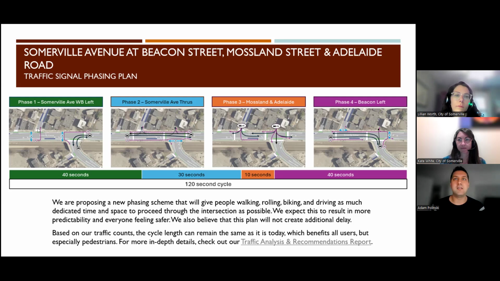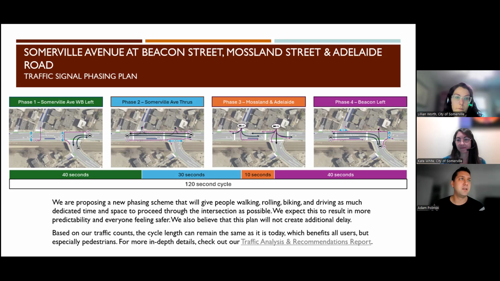During the first phase, the left turn from Somerville Ave onto Beacon Street and the right turn from Beacon onto Somerville Ave eastbound will both be green for drivers, as seen here. Cyclists will also be able to turn from Somerville Ave heading westbound onto Beacon and from Somerville Ave heading eastbound onto Mossland. So those left turns are shown in purple here. The crosswalks across Somerville Ave at Mossland and on the west side of Beacon will have the walk sign as well. And in the morning, we're showing a 40-second phase here.